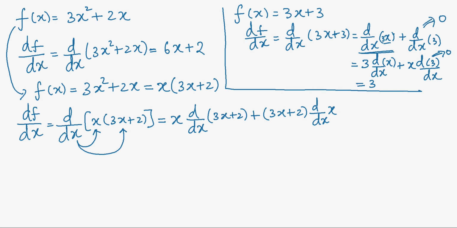So when we see two factors like x multiplied with 3x plus 2, we just ask the first factor to wait outside and differentiate the second factor, add with the second factor waiting outside while we differentiate the first. So this will be x dot, this differentiation will be simply 3, plus the 3x plus 2, the differentiation of x by dx is 1. You're okay with that?